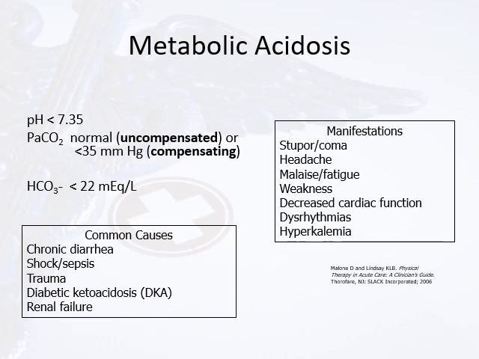A metabolic acidosis is often caused by things like chronic diarrhea, shock, sepsis, some forms of trauma, renal failure, and diabetic ketoacidosis.